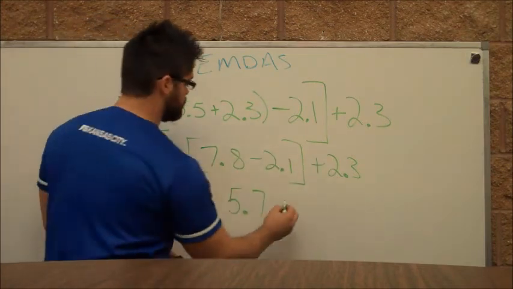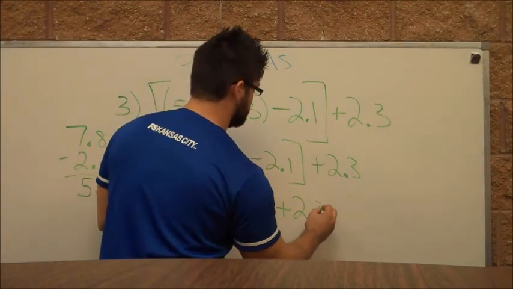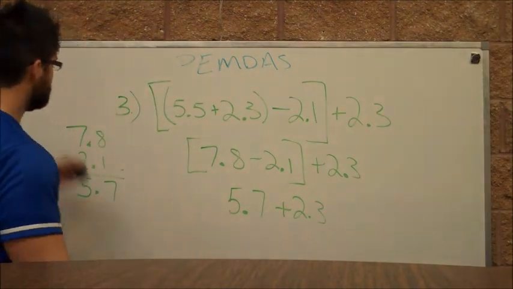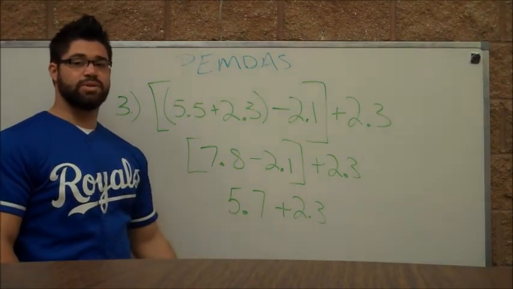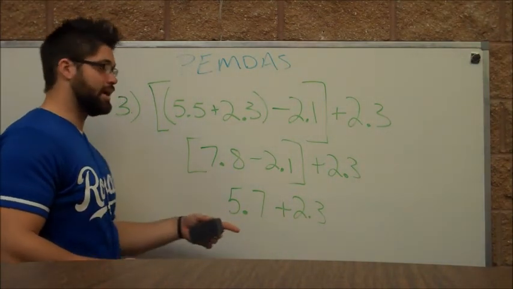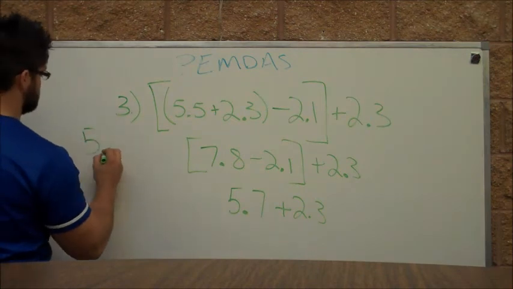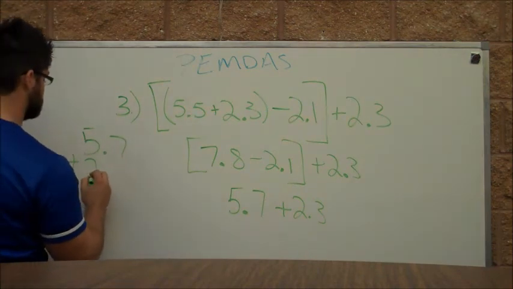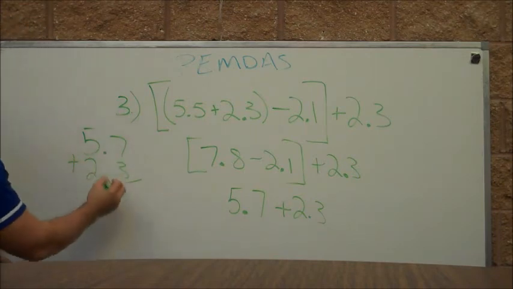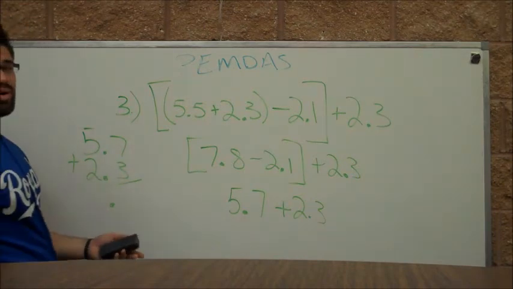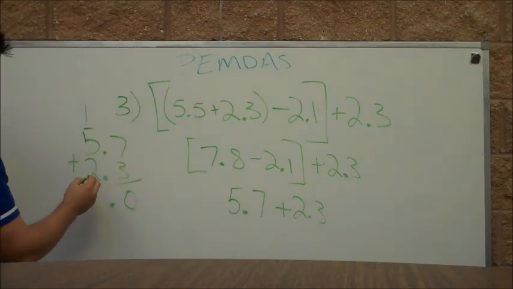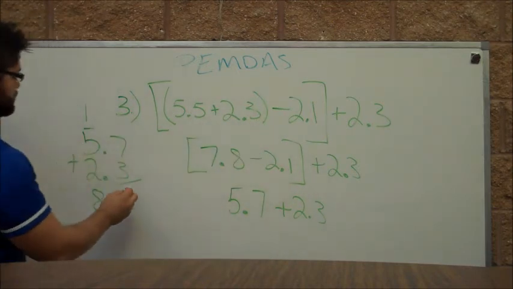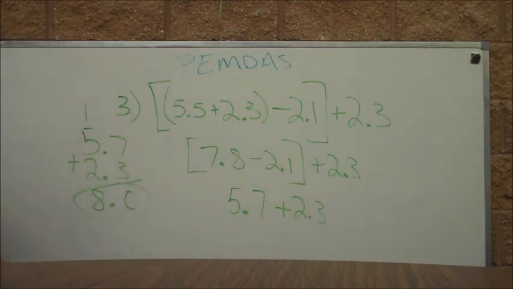Then I'm going to bring down that 2.3 that's over there, plus 2.3. Now that we have this, we have an addition problem with decimals. Remember, with addition of decimals, we line them up. So 5.7 plus 2.3. We bring our decimal point straight down, and we solve like normal. 7 plus 3 is 10. 1 plus 5 is 6, plus 2 is 8. So the answer to this original problem is going to be 8.0.